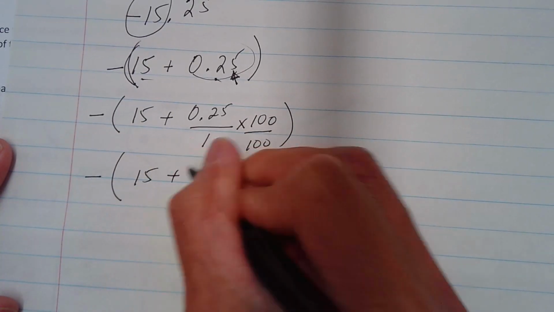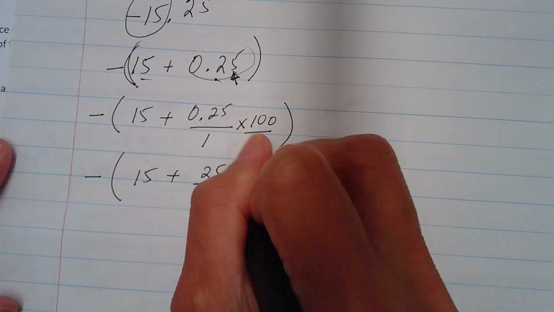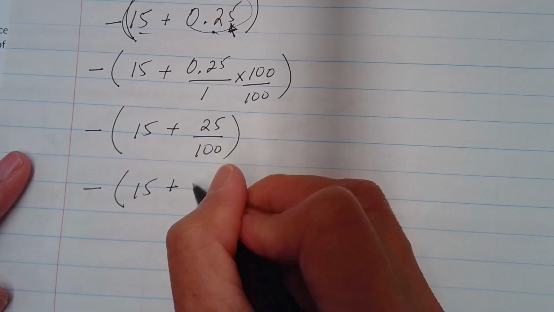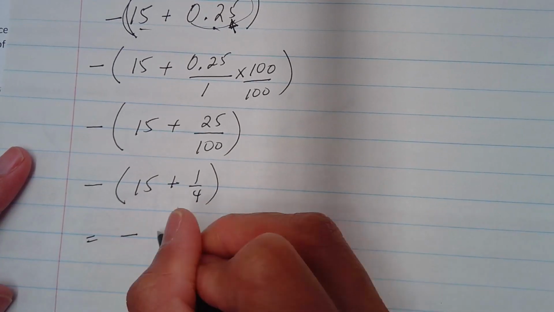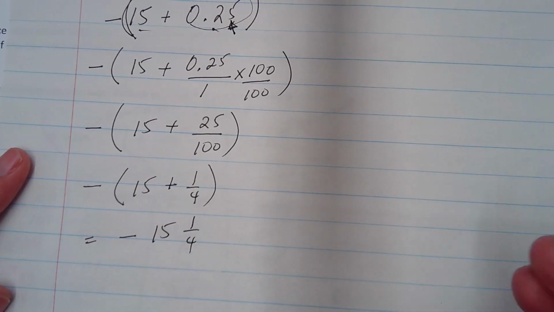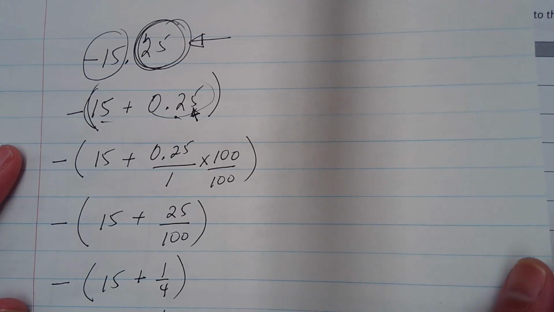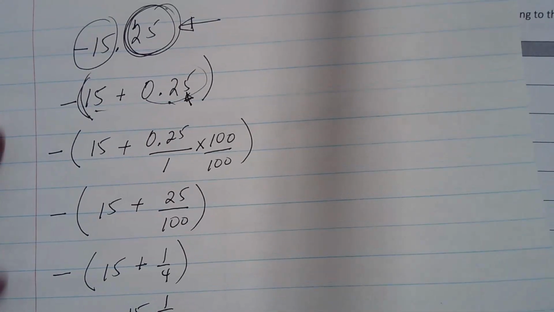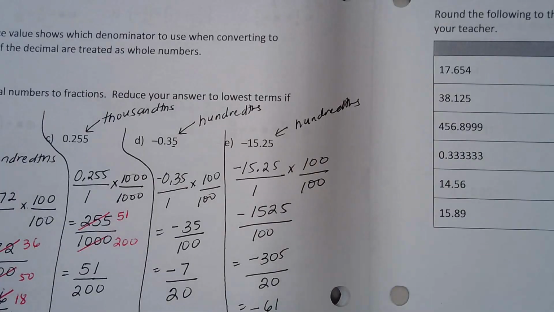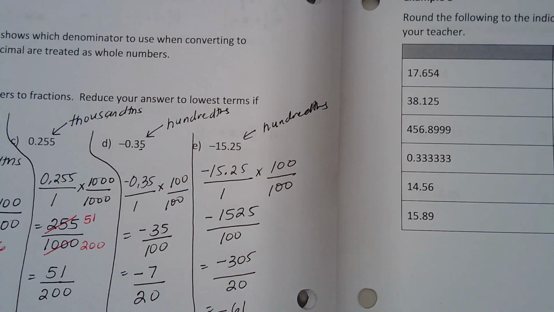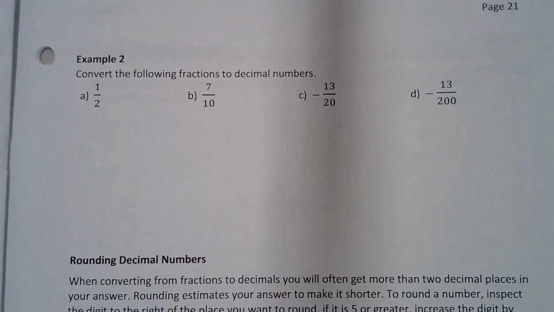So 15 plus 25 over 100. So negative 15 and 1/4. So negative 15 and 1/4. For this one, we can just figure out the fraction for the 25 to get that answer. So that's a different strategy, a different approach. This one here always works, and then you don't have to worry about any other strategy, but also expand your strategy.